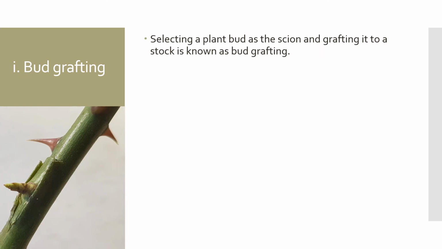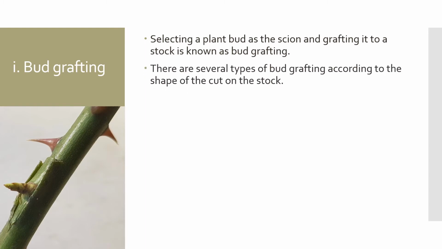Okay. First, we'll see what bud grafting is. In bud grafting, a small bud is used as the scion, and that bud is grafted to a selected stalk mother plant. That is why we call it bud grafting, because we are using a growing bud as the scion. According to the shape of the cut we put on the stalk, there are several types of bud grafting. For example, T bud, H bud, and V bud.